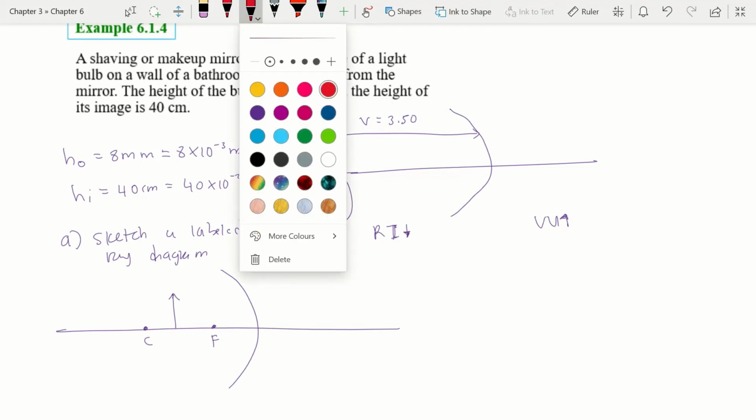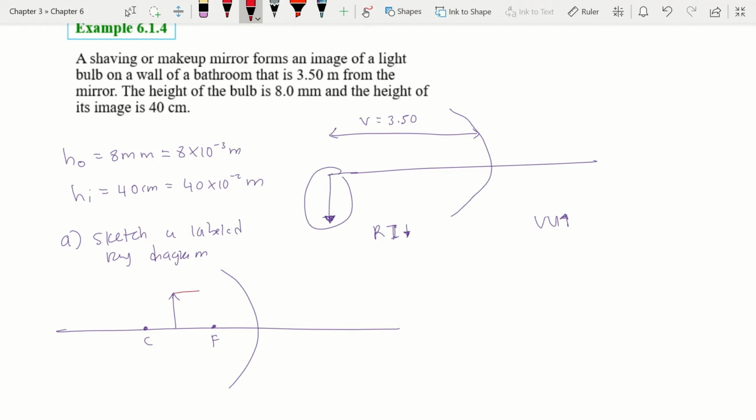I'll use a different color. Now, one ray travels parallel to the principal axis and passes through the focal point F. Another ray travels through the focal point and is reflected parallel to the principal axis. So here is where your image will form. This is how you sketch a labelled ray diagram.